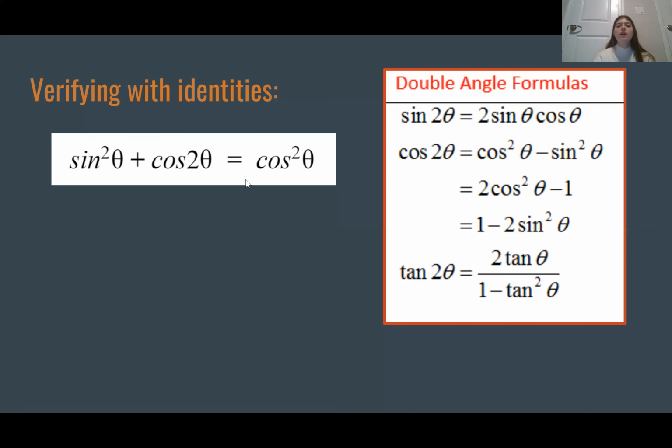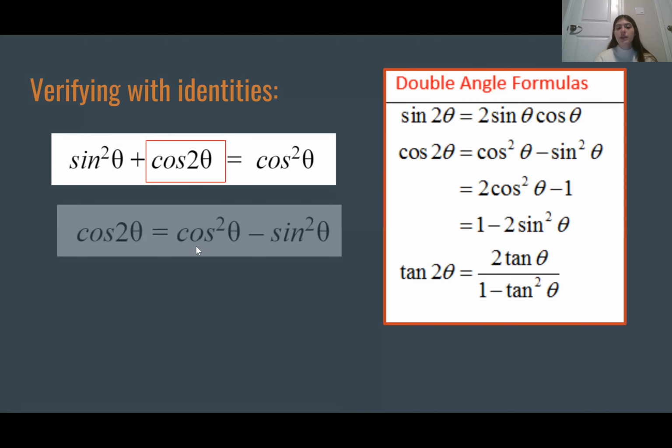Well, we already have cosine squared theta, and we also have sine squared theta in our formula. So maybe we should stick to this first one right here that talks about cosine squared theta and sine squared theta. So let's do that. Let's replace this with the first cosine of 2 theta identity. We're going to be substituting this cosine of 2 theta with this half of the identity right here, cosine squared theta minus sine squared theta.